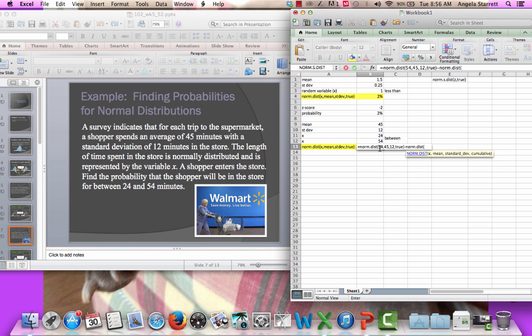So this is where we do norm.dist of our larger number, the 54, and now we're going to subtract norm.dist, all right, the probability or area to the left of 24. All right, so I have my inputs of 24 is my x, 45 is my mean, 12 is my standard deviation, and like always I type true. And there we have our probability that if we were to pick a shopper at random, all right, or this little old lady, there's a 73% chance that this little old lady is going to spend between 24 and 54 minutes in the store.